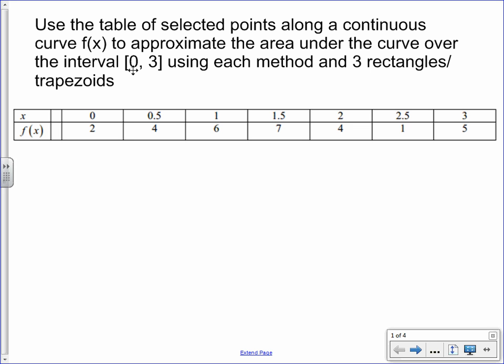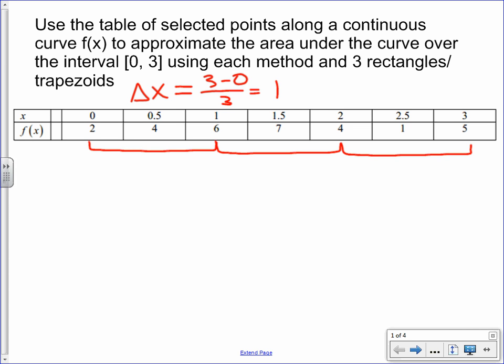We do have consistency. Now, I'm asking us to use each method with 3 rectangles or trapezoids. So how do we figure out delta x if I have this data? B minus A over N. So we're going to have one rectangle from 0 to 1, one rectangle from 1 to 2, and one rectangle from 2 to 3.